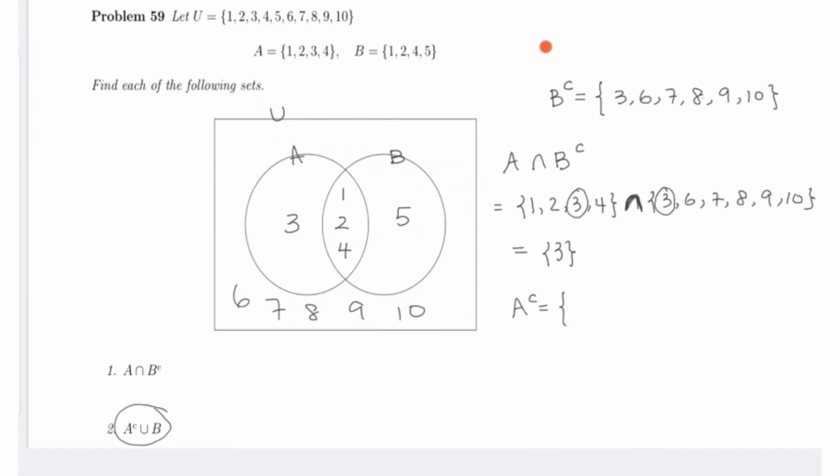Okay, Leslie, what's A complement? For A complement, I put 5, 6, 7, 8, 9, 10. Very good. And for B I put 1, 2, 4, 5. So we write it as 7, 8, 9, 10, union 1, 2, 4, 5. And then the union is, well, the A complement union B.